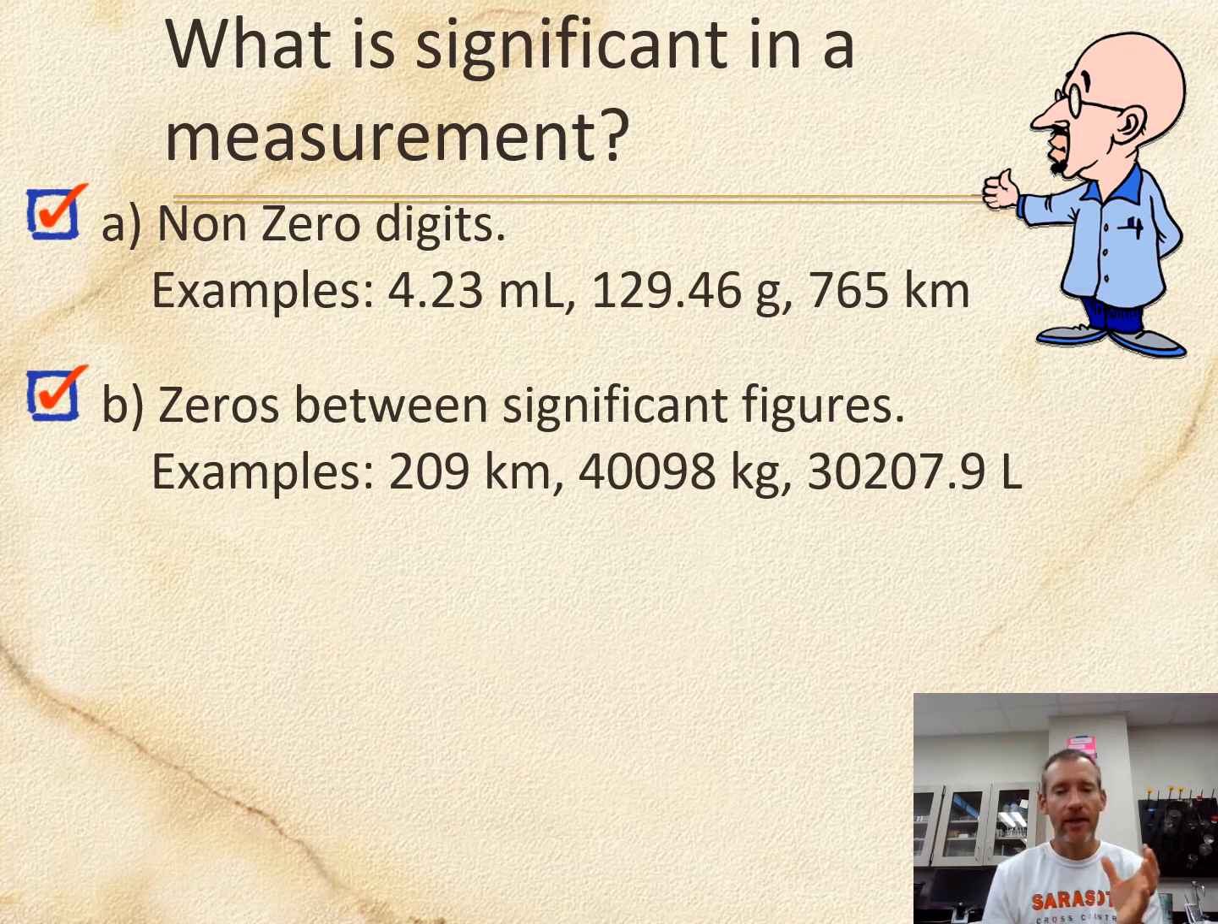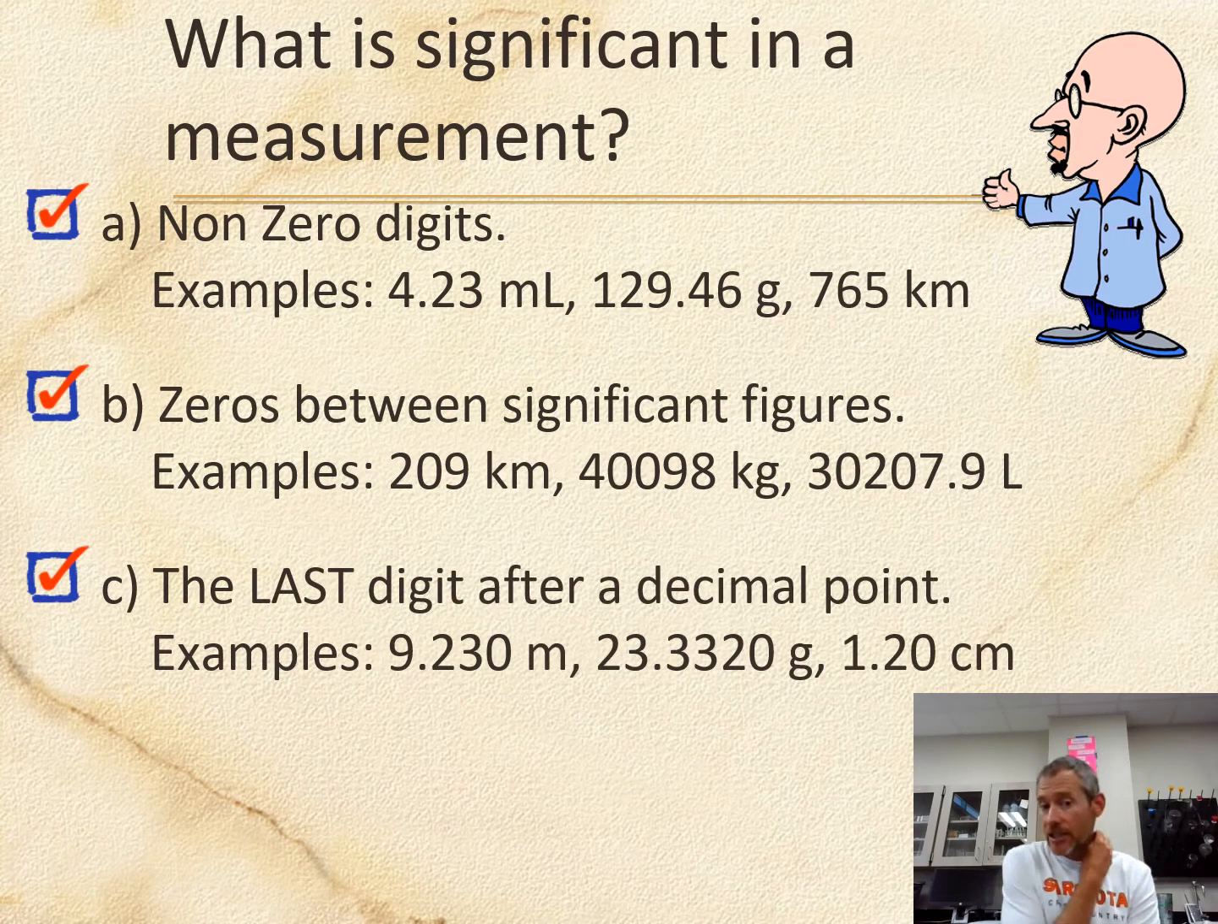Rule 2, or B: zeros between sig figs are significant. So you can't have an insignificant figure in between two sig figs. Since the 2 and the 9 are significant, the 0 is significant. The 4, 9, 8 are significant, so the zeros in 40,098 are significant. Those zeros in there between numbers are significant.